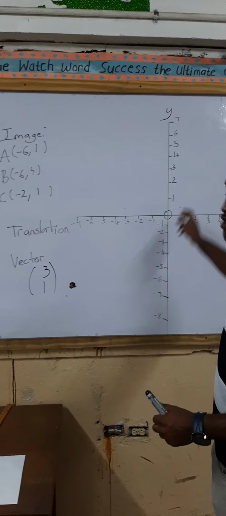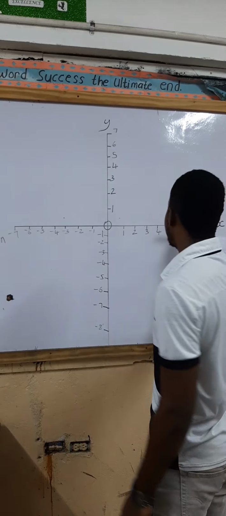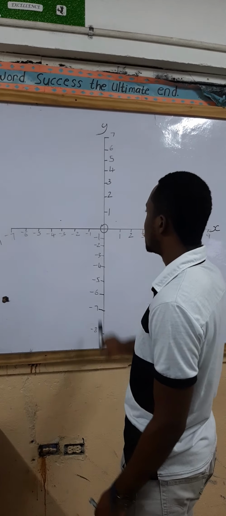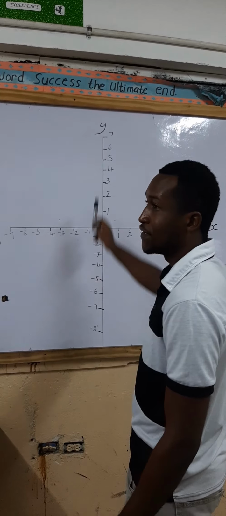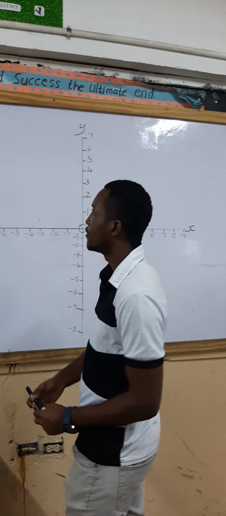Now we have a Cartesian plane here where we know that we have two axes, which are the x-axis which runs horizontally, or we can say from left to right, and the y-axis which runs vertically, which we can say from top to bottom or from bottom to top. Now we've been given 3 points here.